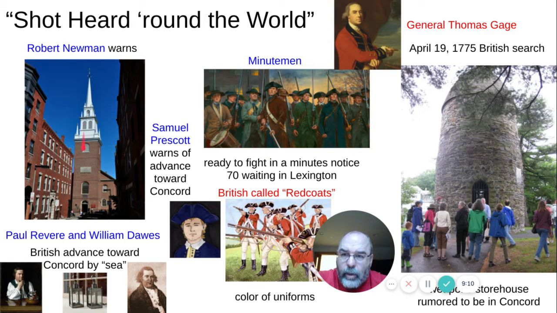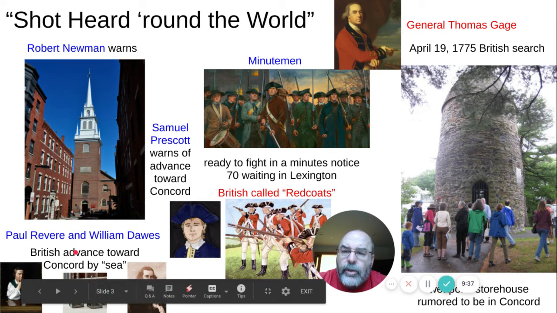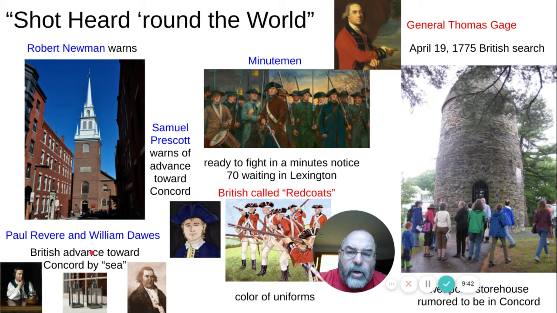And so you have 4 men, Revere, Dawes, Prescott, and Newman, who are going to work together on what's called the Midnight Ride. Robert Newman, who is not pictured here, is going to go to the top of the Old North Church. The Old North Church is the tallest building in the area. You can see even in today's modern picture that it's taller than the surrounding buildings. He's going to warn Revere and Dawes that the Redcoats are on their way to Concord.